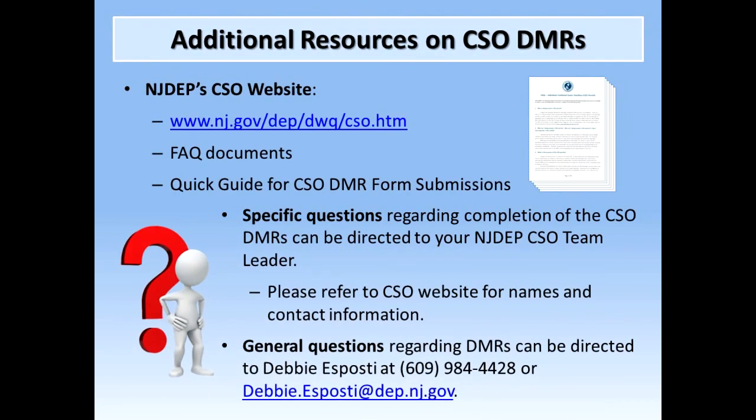NJDP's CSO permittees are encouraged to refer to NJDP's CSO website for additional resources specific to the completion of CSO outfall DMRs. On the website, you will find the answers to frequently asked questions, as well as a quick guide for the completion and submission of CSO DMRs. If you have any additional questions specific to the completion of a CSO DMR, please contact your NJDP CSO team leader. Their name and contact information is available through the CSO website.